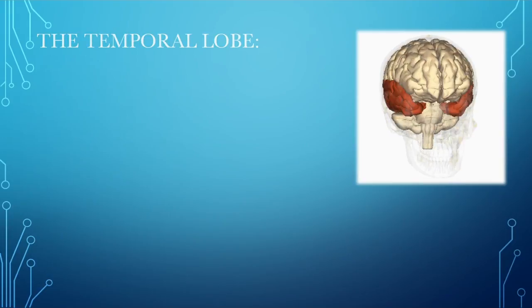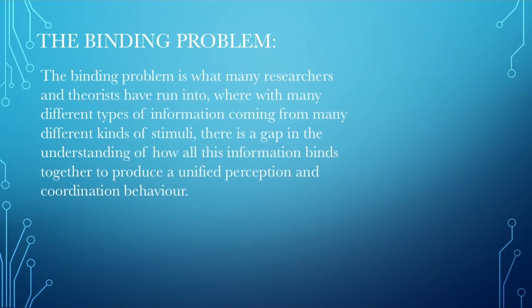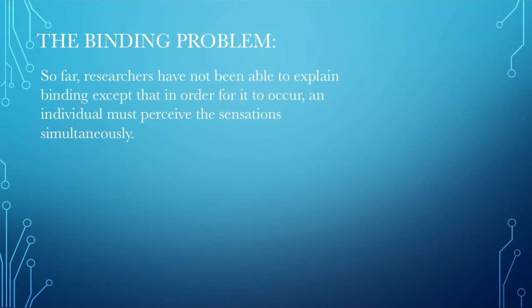With such detailed understanding of the biopsychology of the human brain, many researchers and theorists have run into a problem, namely the binding problem. It is where, with so many different types of information coming from many different kinds of stimuli, there is a gap in the understanding of how all this information binds together to produce a unified perception and coordination of behavior. So far, researchers have not been able to explain binding, except that in order for it to occur, an individual must perceive the sensations simultaneously.